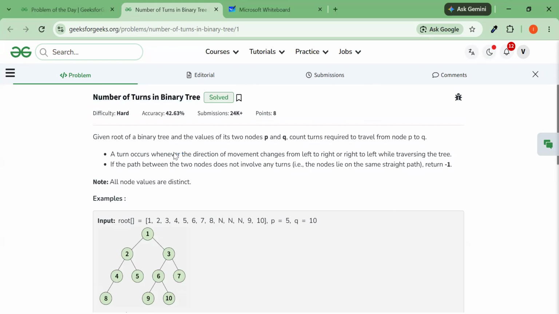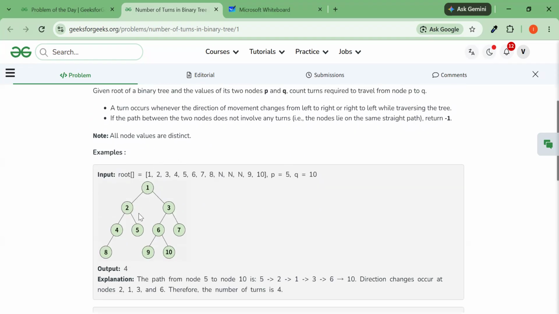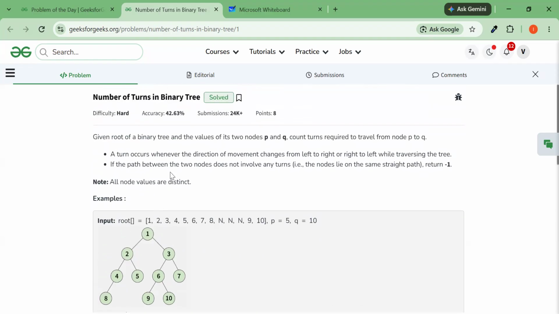I would suggest that from this problem you will understand multiple concepts of the binary tree, like how to find the LCA, that is a famous problem, the lowest common ancestor, and how to traverse the tree from the root to leaf nodes. If you don't know these things, you will get all of them in a better way from this problem. So I will try my best to explain.